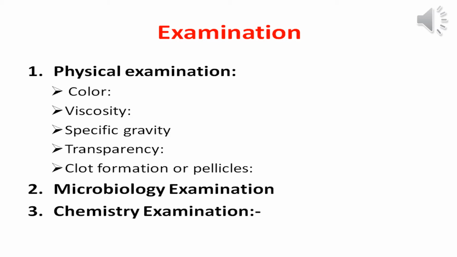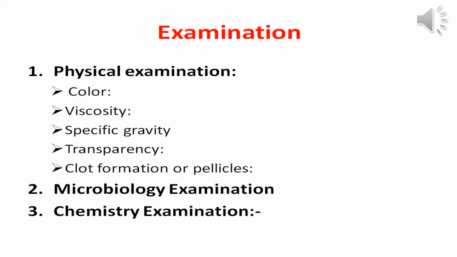A turbid sample, you cannot see through the sample completely. You cannot see what is behind it completely. You cannot see through the sample what is written on the paper, and we call that turbid. As we said, normal CSF is always clear.